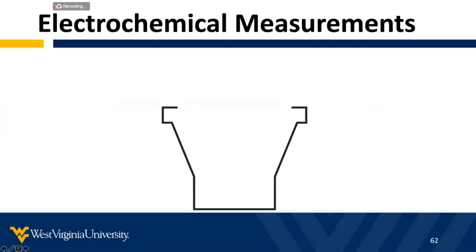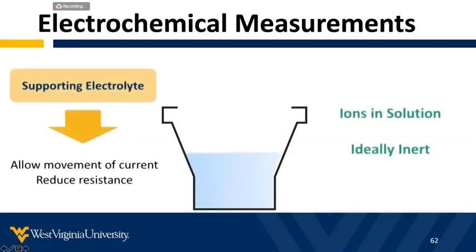In most electrochemical measurements, there are four main components necessary for analysis. The first is the supporting electrolyte. This is normally a buffer containing a high concentration of ionic species that are ideally unreactive to the analyte. This high concentration of ions in solution lowers the resistivity inside of the analysis cell, allowing the current to flow.